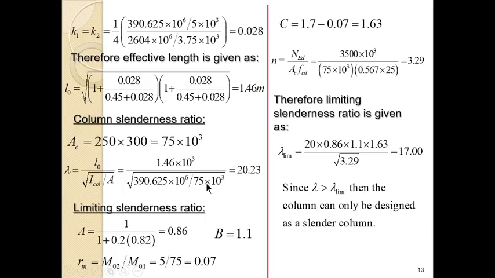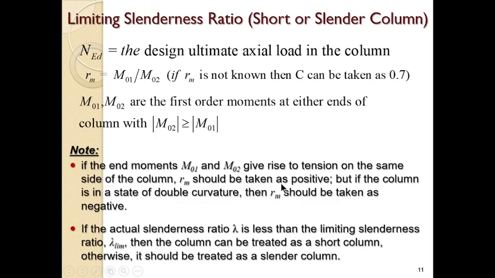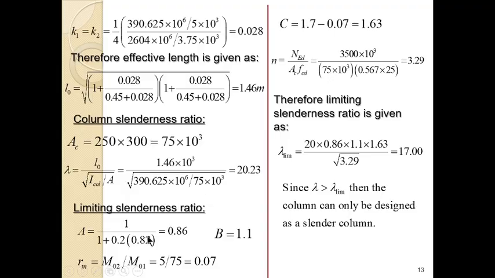So after calculating the column slenderness, we need to calculate the limiting slenderness. What is the limiting slenderness? Remember this formula, that limiting slenderness is 20 A times B times C all over root N. And remember how to get A, how to get B, and how to get C. So we now go there, and for A, it is 1 all over 1 plus 0.2 phi EF, which is the effective creep ratio, and we were given 0.82. So our A is 0.86.